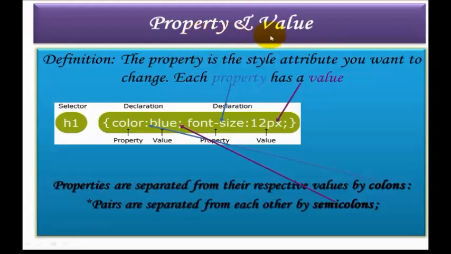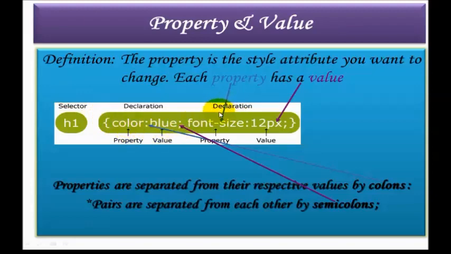Next comes the property and value. The property is the style attribute you want to change. Each property has a value. So what is a property? The property is the style attribute you want to change, and each property has a value. Properties are separated from their respective values by colons, and pairs are separated from each other by semicolons.